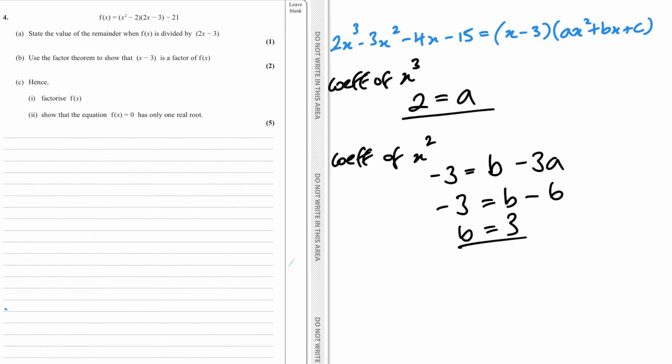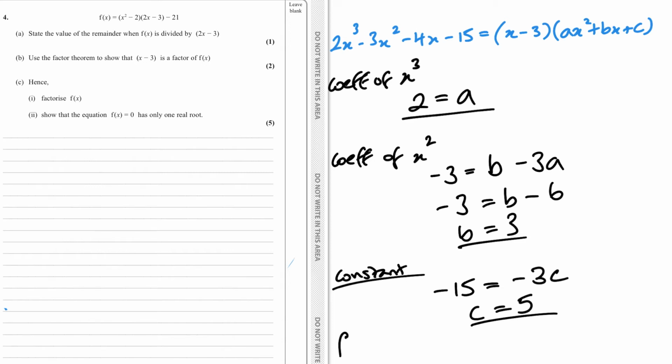Now I just need to find the last. Since I can see that c is going to end up with a constant, the easiest way is with a constant. So now I'm just going to check out my constant. Looking on the left of the equals is negative 15. And looking on the right of the equals, the only way I can get a constant, a term without an x, is minus 3 times c. So that's minus 3c. Dividing by minus 3, we can see that c is equal to 5.